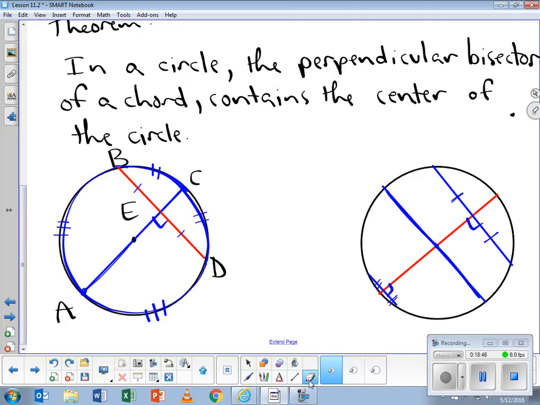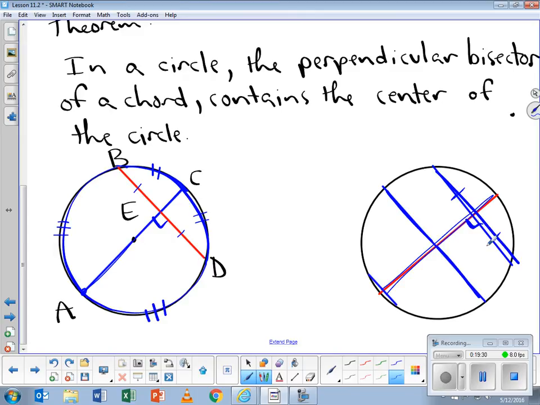So what that's saying, we know that this is perpendicular and these are equal. That makes this red line, or segment, the perpendicular bisector to this chord. Do you agree with that? What this is saying then is that that red segment has to be passing through the center of the circle. The only way it can be perpendicular to that and cut it into equal pieces is if it passes through the center.